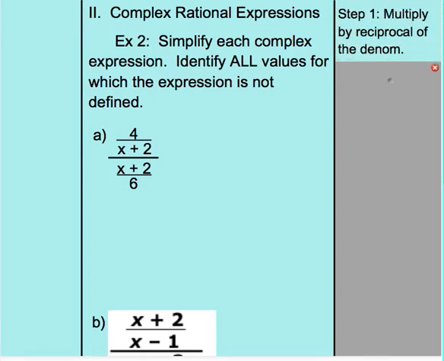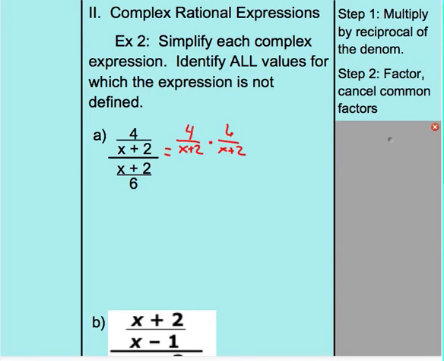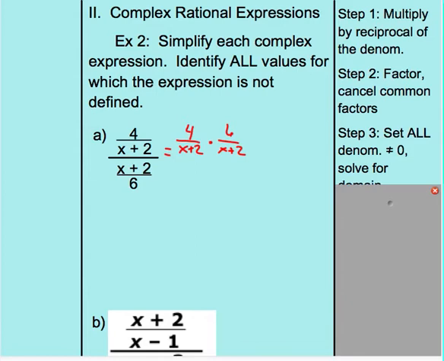So first, multiply by the reciprocal. Our first fraction is 4 over x plus 2, so we keep that. And then multiply by the reciprocal of the denominator. And then we know how to multiply. Factor if we can. These are already in factored form, so we have nothing to cancel. And then that's our restricted domain, which we'll get to in a minute after we multiply. So our numerator, we have 24. And then our denominator, distributing that out, we get x squared plus 4x plus 4.